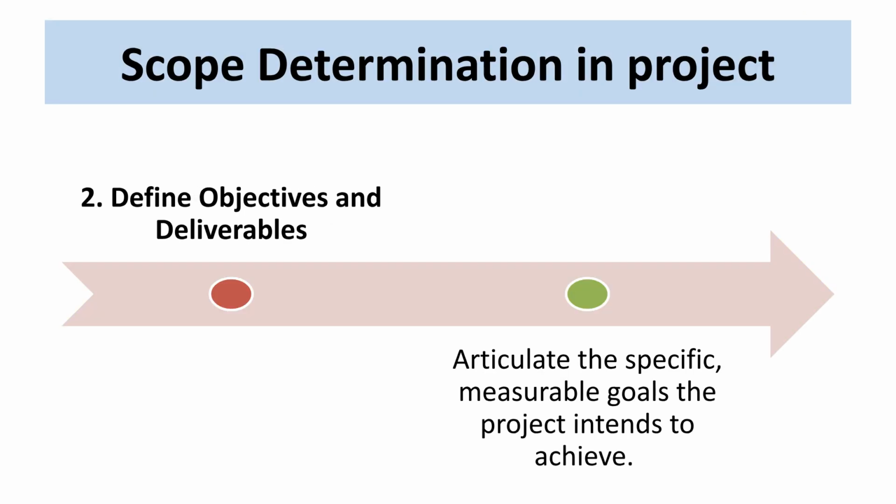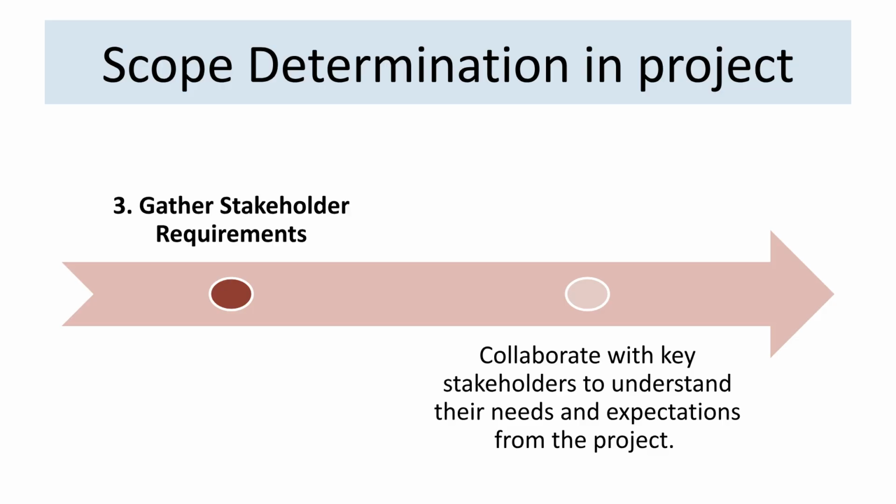Next, define objectives and deliverables. You must articulate the specific, measurable goals the project intends to achieve. Then, gather stakeholder requirements. Collaborate with key stakeholders to understand their needs and expectations from the project.